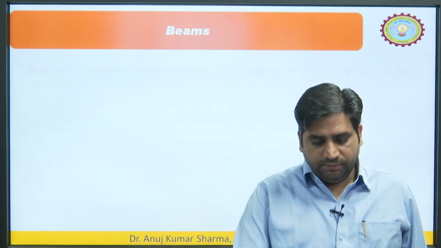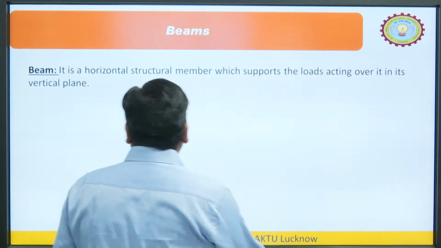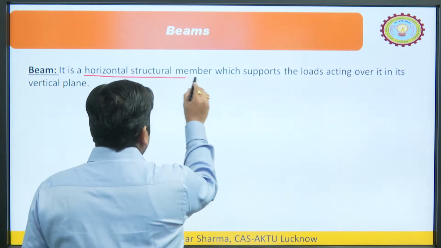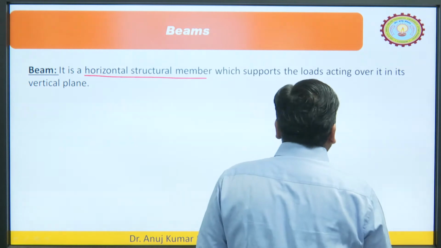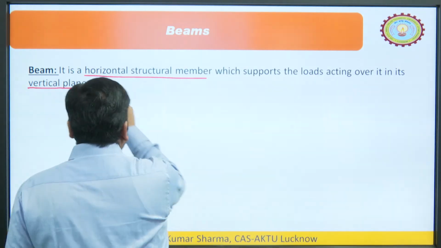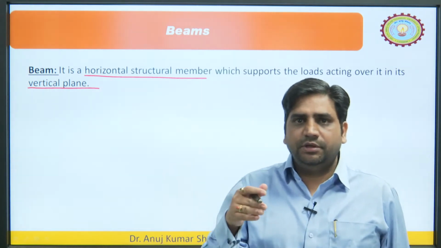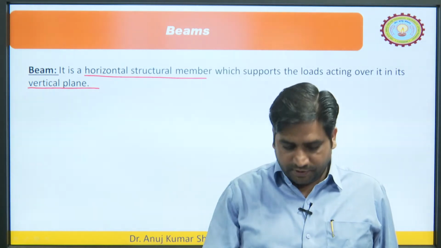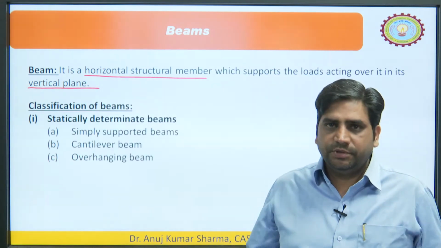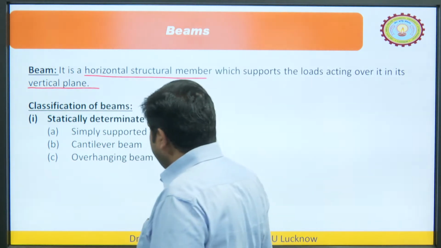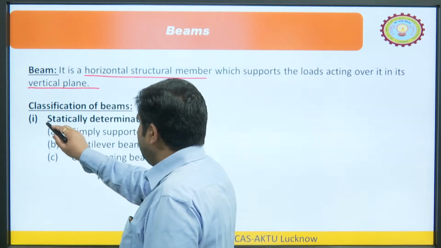So, what are beams? Beams are basically horizontal structural members. This is a very important term. These horizontal structural members support the load acting over them in their vertical plane. The load may be inclined or vertical, but it will always be in the vertical plane of that particular beam. Different types of beams we have already discussed, but let us quickly discuss this again.